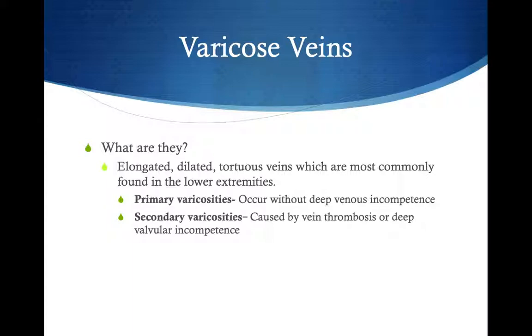Varicose veins are elongated, dilated, tortuous veins, which are most commonly found in the lower extremities. Primary varicosities occur without deep venous incompetence, and secondary varicosities are caused by vein thrombosis or deep valvular incompetence.